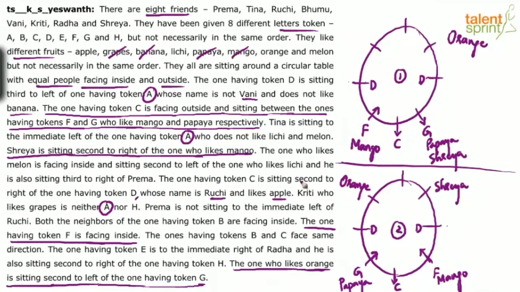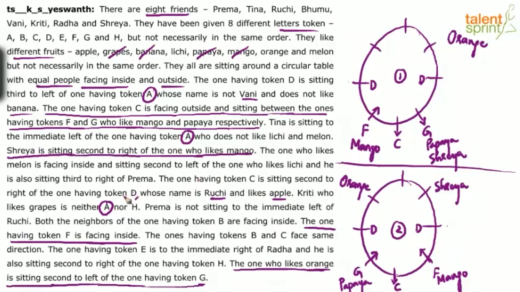What else is given? You see this point? The one having token C sitting second to the right of the one having token D, whose name is Ruchi and likes apple. That means Ruchi likes apple, so D likes apple. C is second to the right of D. So clearly D goes for apple. Apple is for Ruchi and Ruchi has got D, so apple and D will be together.